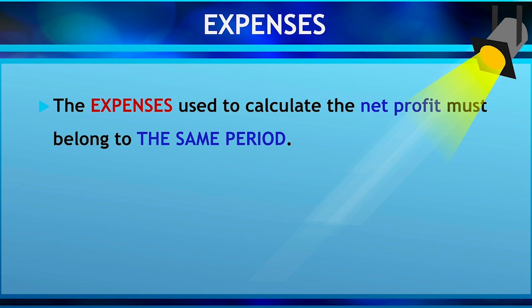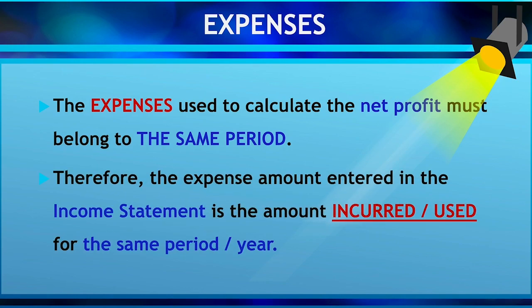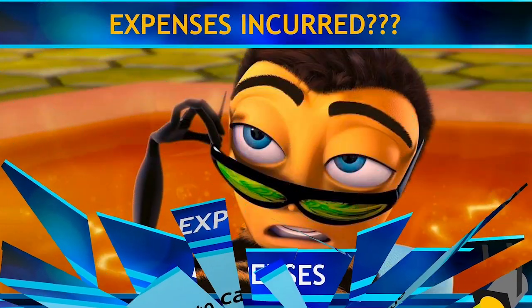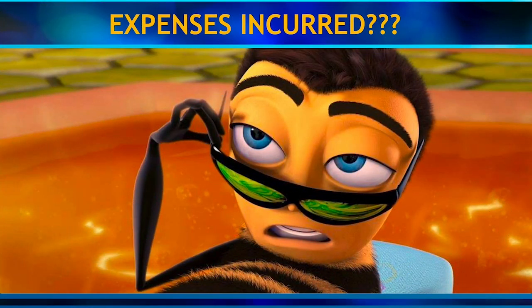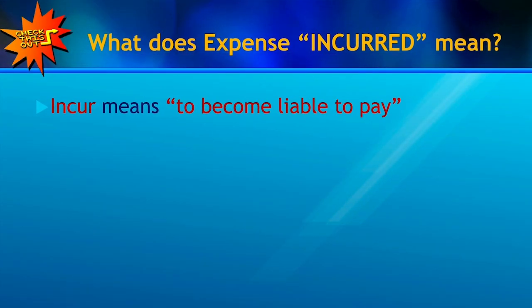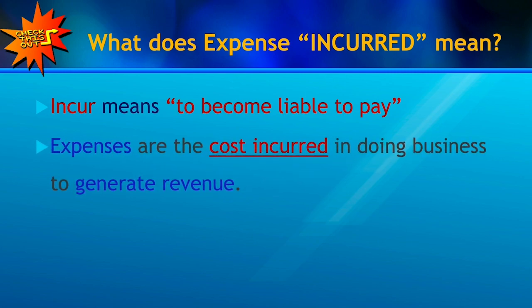So the expenses that are used to calculate the net profit must belong to the same period, which is what we were stating before. Therefore, the expense amount entered in the income statement is the amount incurred for the same period. So there's that word again, incurred, and that is what is going to keep on coming up. So what are expenses incurred? Incur means to become liable to pay, and it is usually because of your actions.